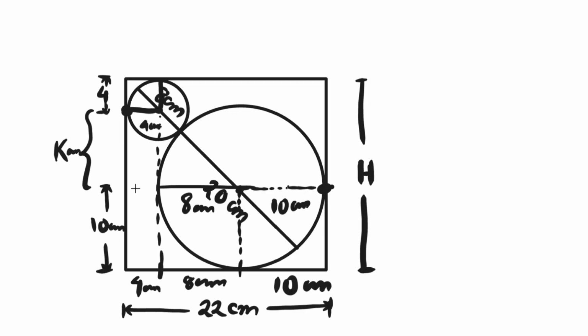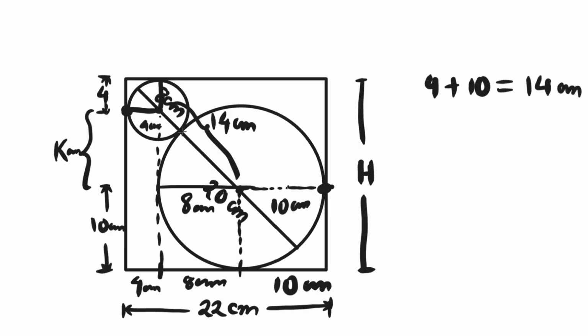Here's the key observation. Since the two circles touch each other externally, the straight line distance between their centers is equal to the sum of their radii. This is an important property of tangent circles. Therefore, the distance between the centers is 4 plus 10, which equals 14 centimeters. Now notice what we have. We have formed a right triangle. The horizontal side measures 8 centimeters, the vertical side measures k centimeters, and the hypotenuse measures 14 centimeters.